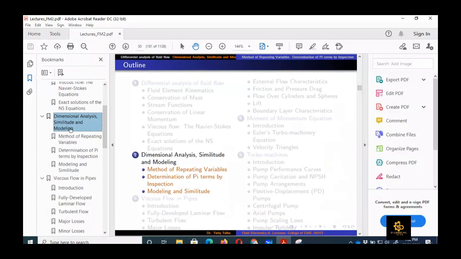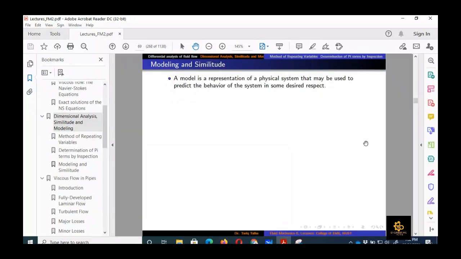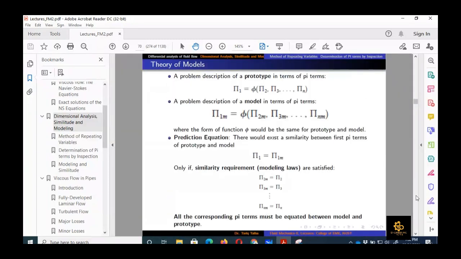And then, when it is difficult to conduct the experiments on the actual system, we create a model, which is usually a scaled-down model, and conduct experiments on that model. Then we can correlate the results of the model and actual system by the similitude study, which we discussed in the last class. If you remember, the major essence was that each pi term of the actual system should be equal to the corresponding pi term for the model. Only then can the results obtained for the model be translated back to the actual system.